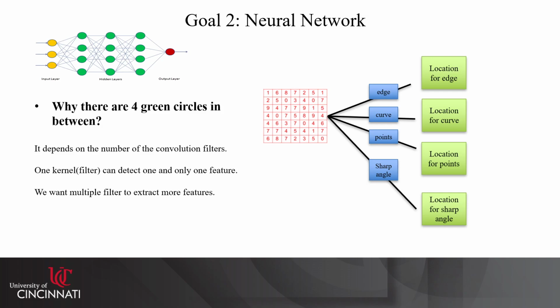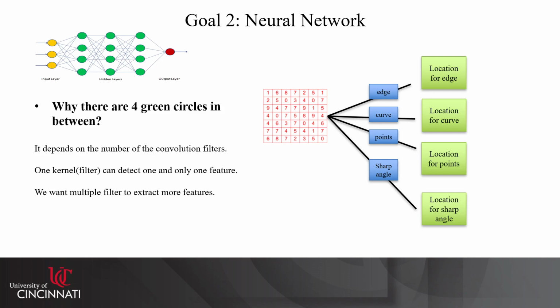If we want to detect more features, we will have to use different filters or different kernels. And this is a really important point because that explains why there are four green neurons in the second, third, and fourth layer: in the neural network we are using four different filters. We are only using four, so we're getting four.